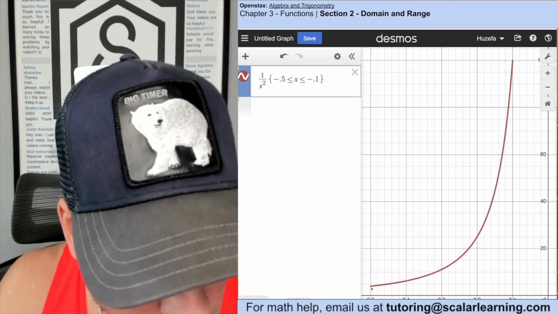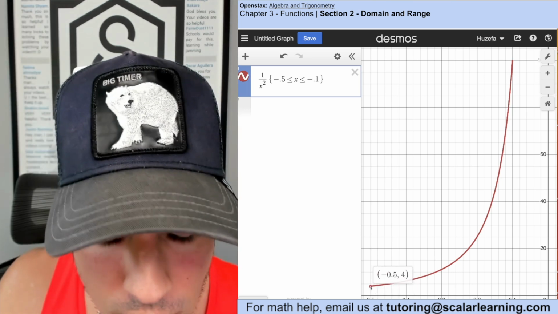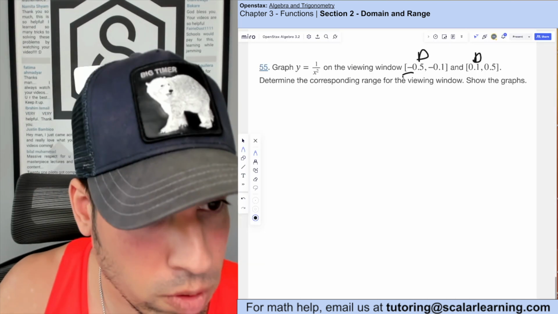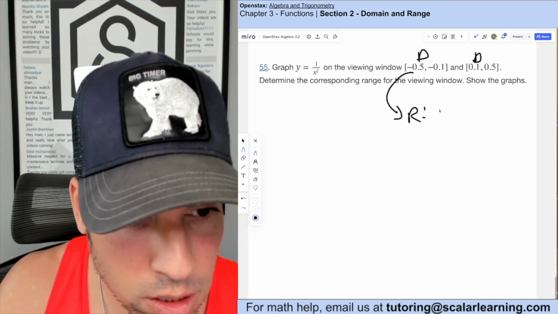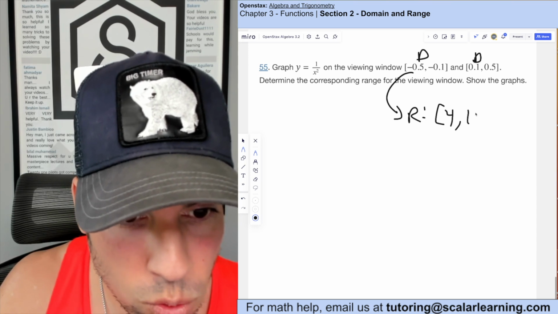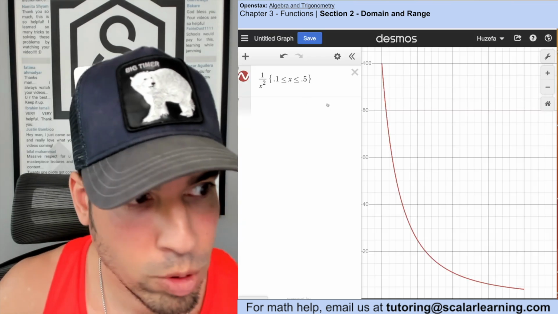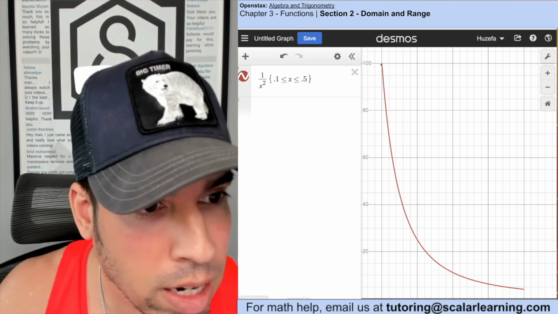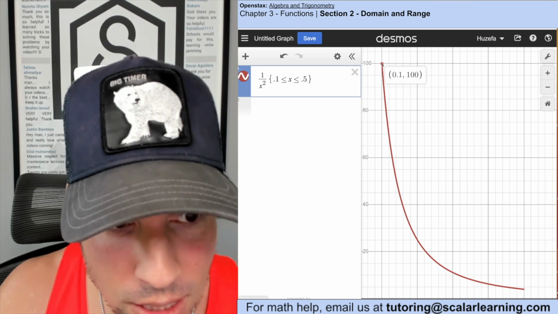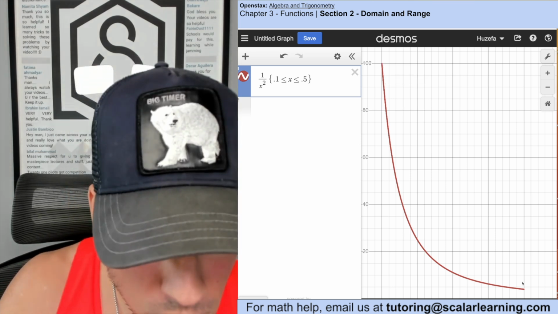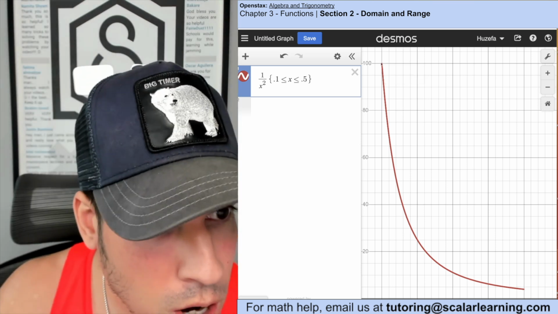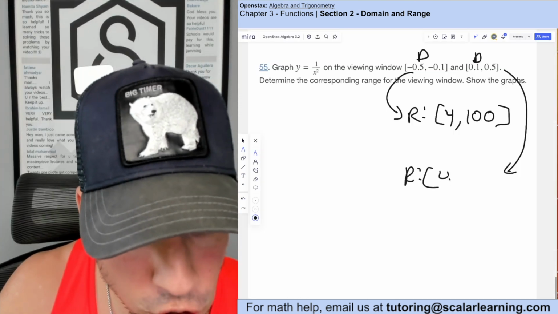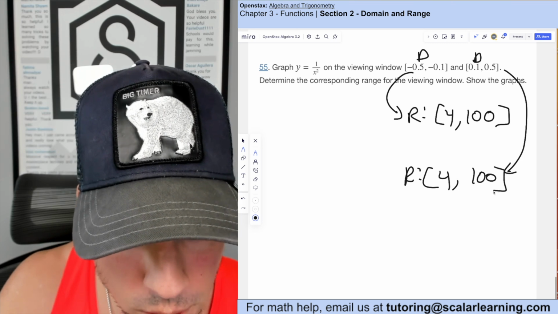And it looks like to find the range, the lowest it goes is 4, and the highest it goes is 100. So for this right here, my range is 4 to 100. Now, as we do the second part of the question, I change the domain from 0.1 to 0.5, and you can see that the range, interestingly enough, also is from 4 to 100, which is our top value. So for each of these, we have identical ranges, 4 to 100, boom, done.